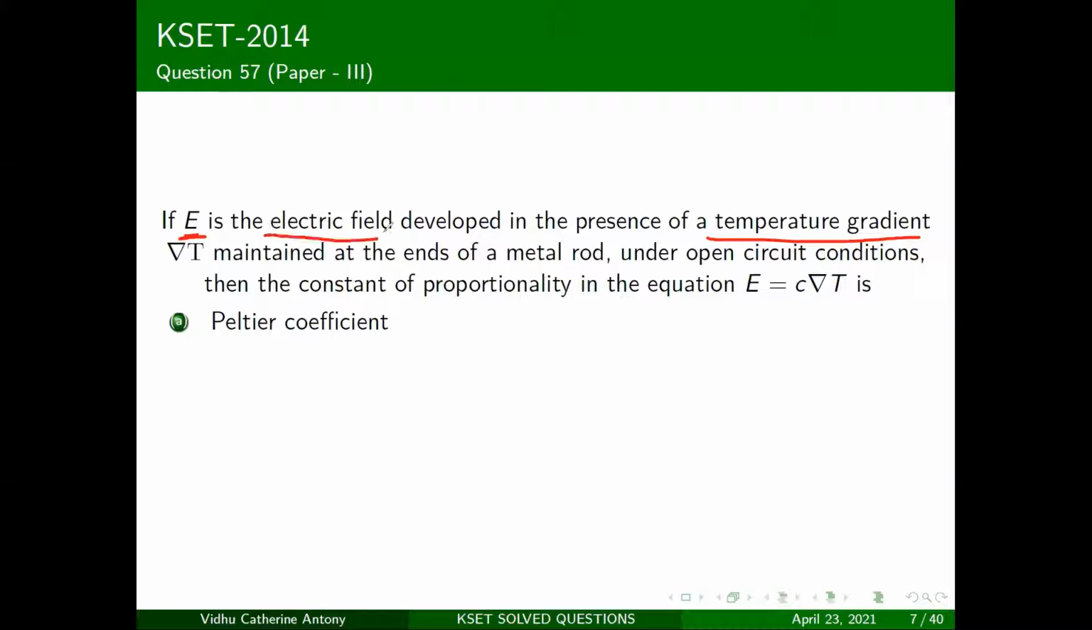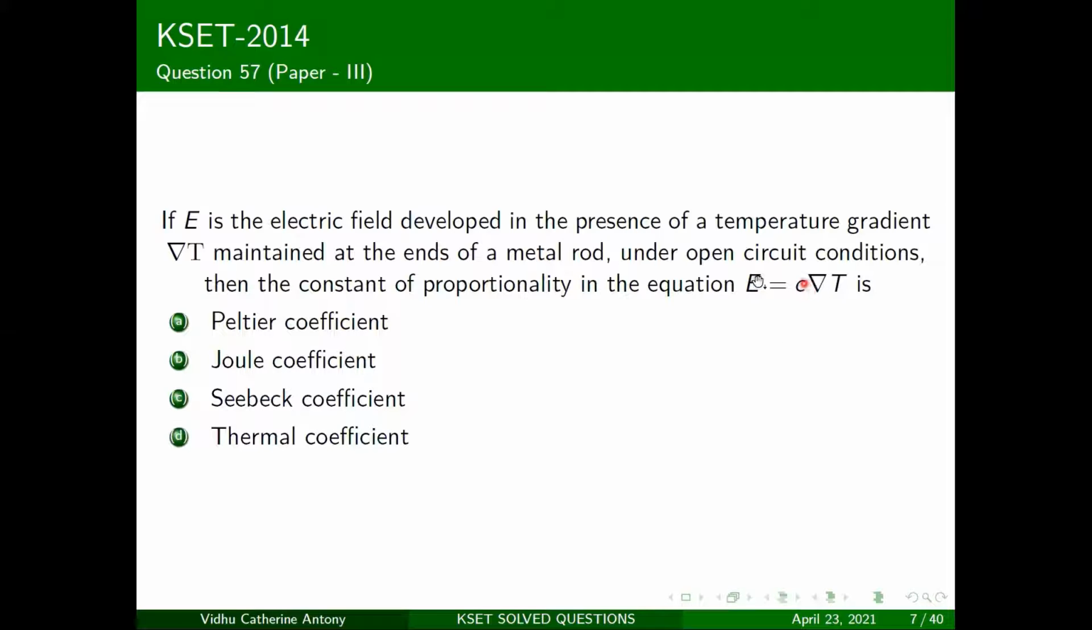When there is an electric field that is developed, there's obviously a potential difference happening between the two points in the conductor. That's the typical understanding that you have. So it could be a change, a gradient, or change in the voltage as well. The fact that an electric field is developed indicates there's a change in potential from point A to point B. So let's look at the several options. What is this particular coefficient that you have here? Is it the Peltier coefficient, Joule coefficient, Seebeck coefficient, or thermal coefficient? These are the different things that you have. I will explain each one as we go along.